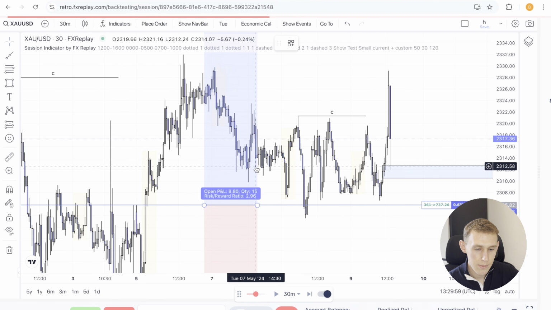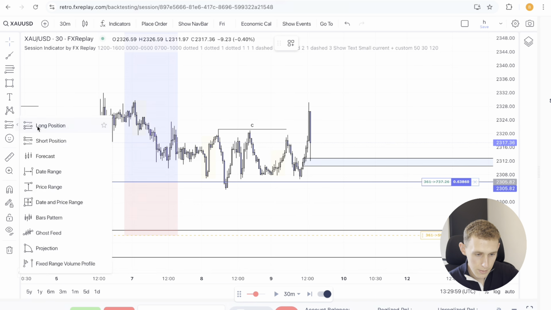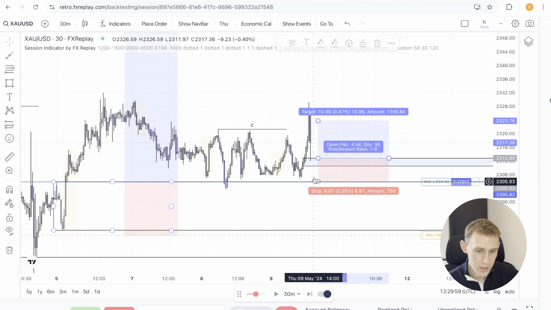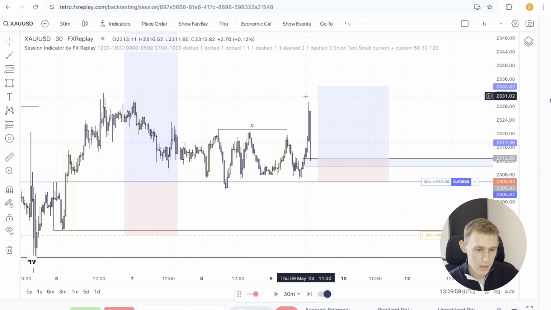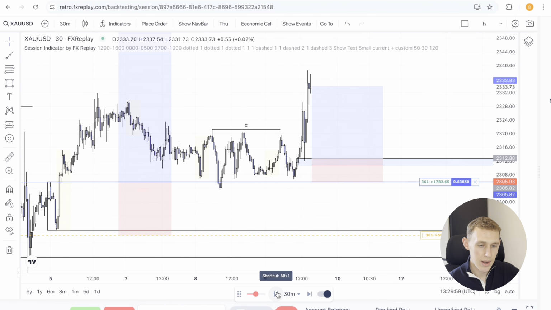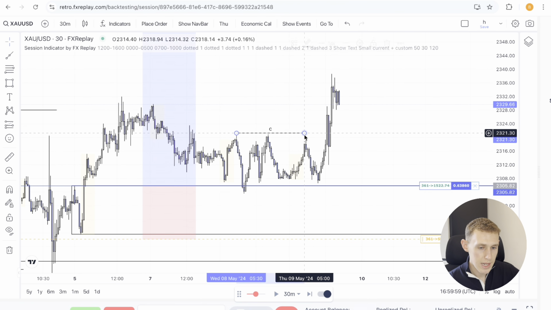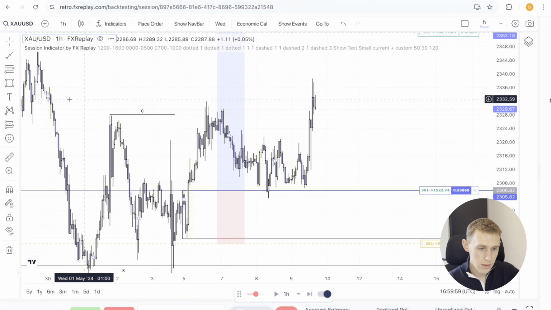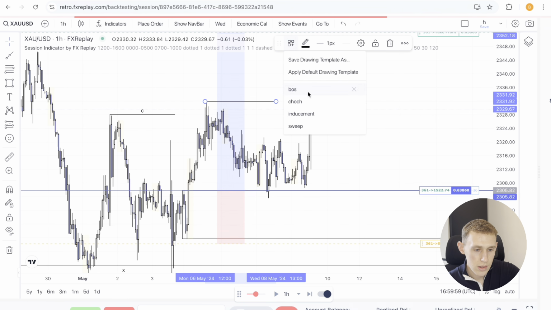But if you missed it, you could probably enter something like this with stops below this low, and then just go for a 1 to 3 again. And there you go. So that would have played out nicely as well. And we have now just had a break of that main structure, so this trade looks good to run. And we can also look for a potential re-entry as well.